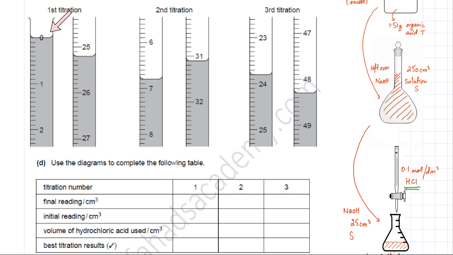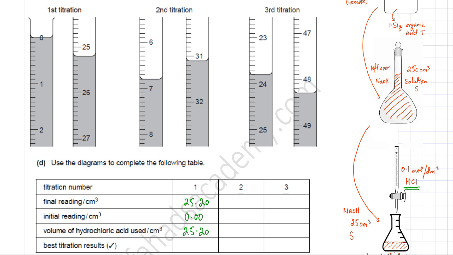Now in the first titration, the initial value is 0 centimeter cube and the final value is 25.20 centimeter cube. Remember to take burette readings to 2 decimal places. So let me correct this. The initial burette reading is 0.00 centimeter cube, and the final burette reading for the first titration is 25.20 centimeter cube. So the amount of acid HCl that's added in the first titration is going to be the difference between the initial and the final value, which is 25.20 minus 0.00. So the amount of HCl that's added is going to be 25.20.